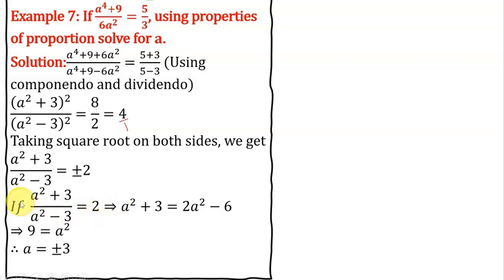Okay, and next, if we take (a square plus 3) upon (a square minus 3) equals 2, then it implies, taking the cross multiplication here, a square plus 3 equals 2 into (a square minus 3), which means 2a square minus 2 into 3, that's 6. Then shift this a square to the right hand side and the minus 6 to the left hand side. 6 plus 3, then you will get here 9. 2a square minus a square, you will get a square. a square equals 9. Taking the square root on both sides, therefore you will get a equals plus or minus 3.